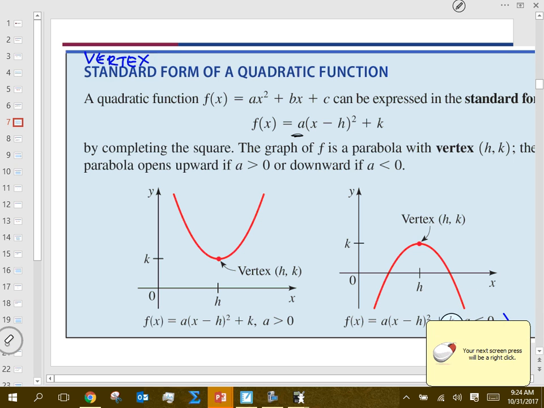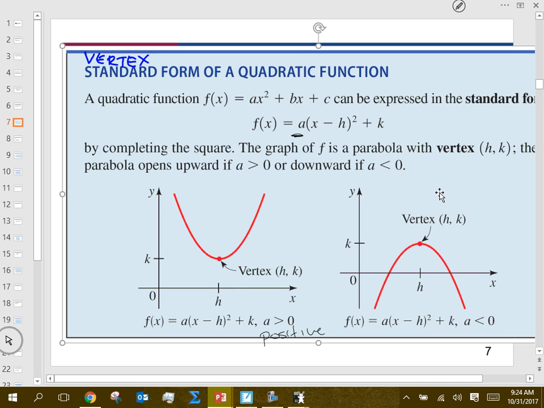Something that people struggle with, I think, is that instead of saying the word positive, it says a greater than 0, and we have to interpret that to mean positive.